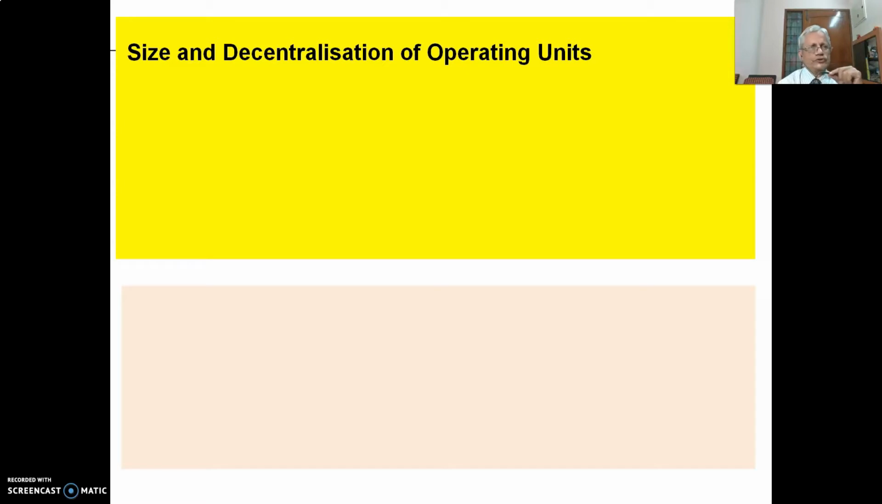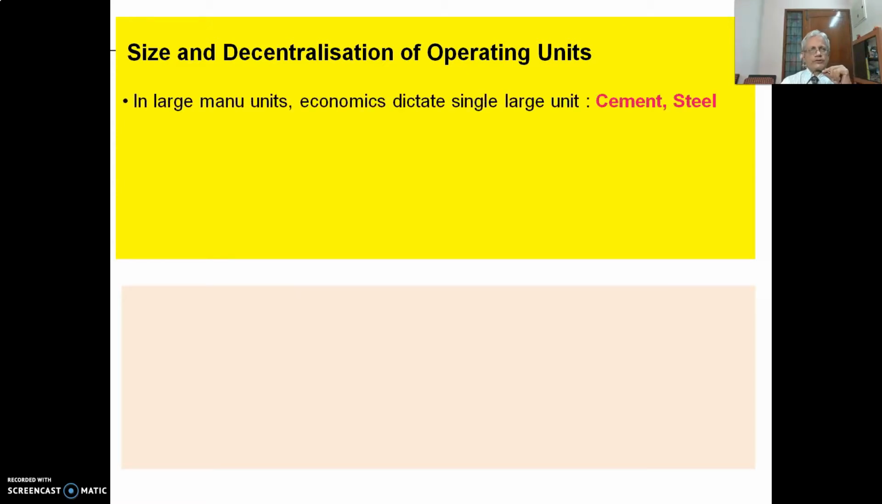First is the size and decentralization of operating units. In large manufacturing units, the economy basically dictates a single large capacity. For example, if you take a cement plant or steel plant, anyone will be interested in putting in the largest capacity possible so that your cost of production will be very competitive. You will be able to compete with the existing player who will be having a lesser fixed cost, and so the new unit also should be able to compete with them.